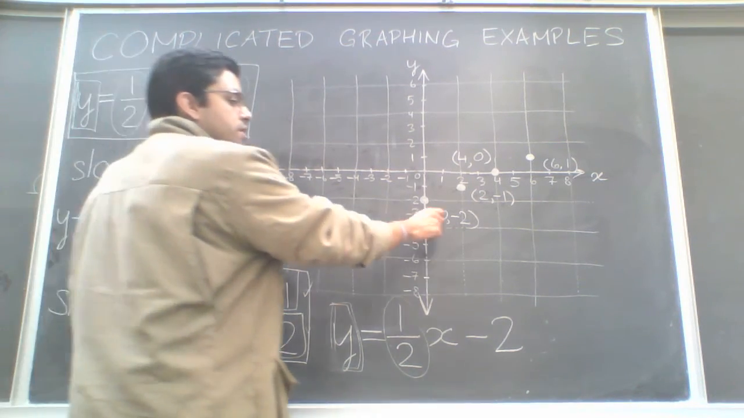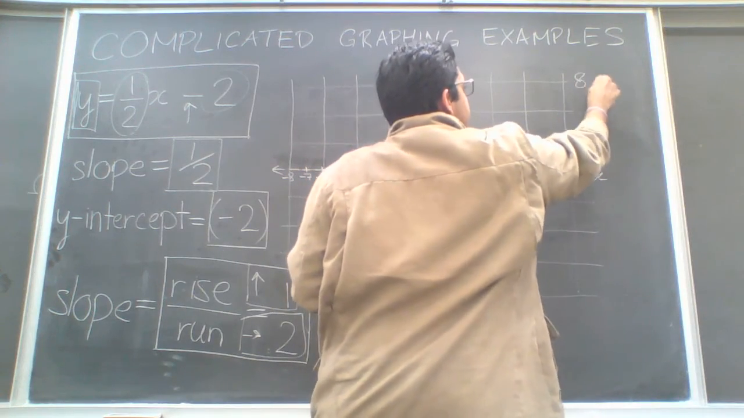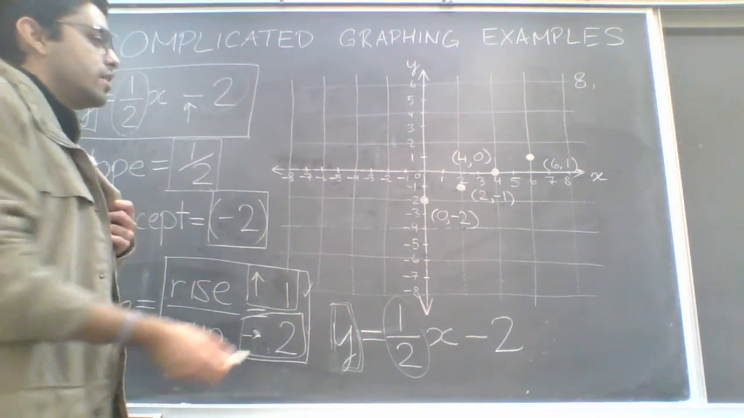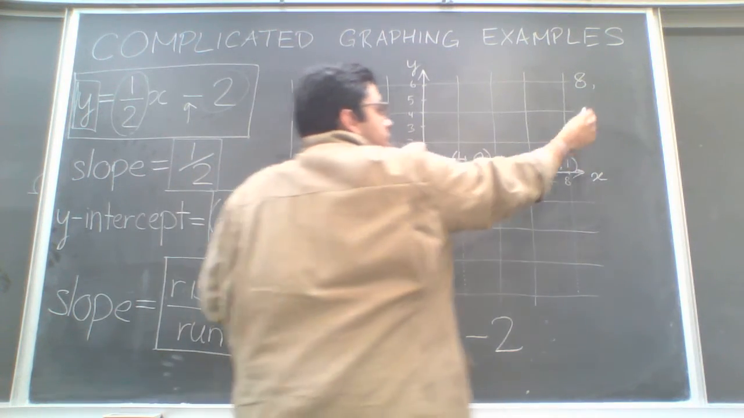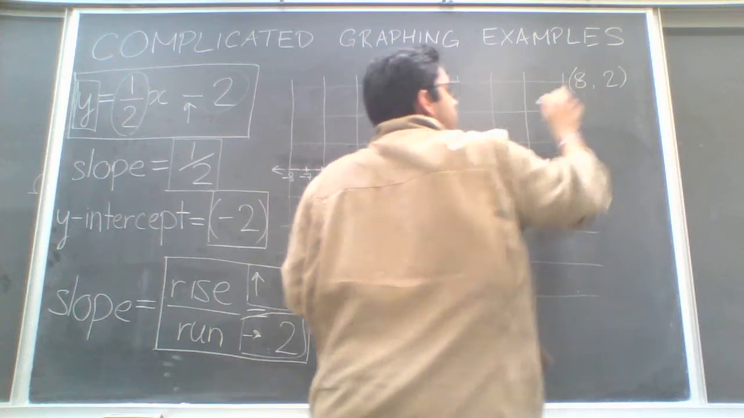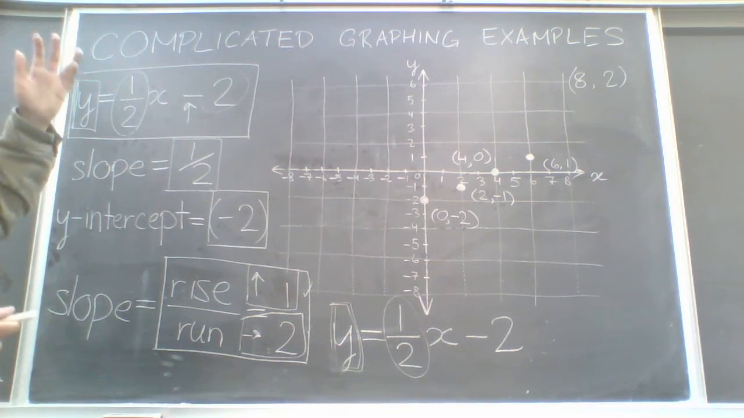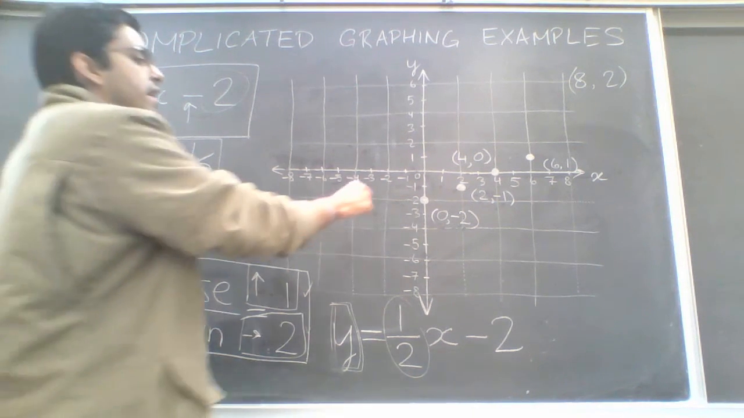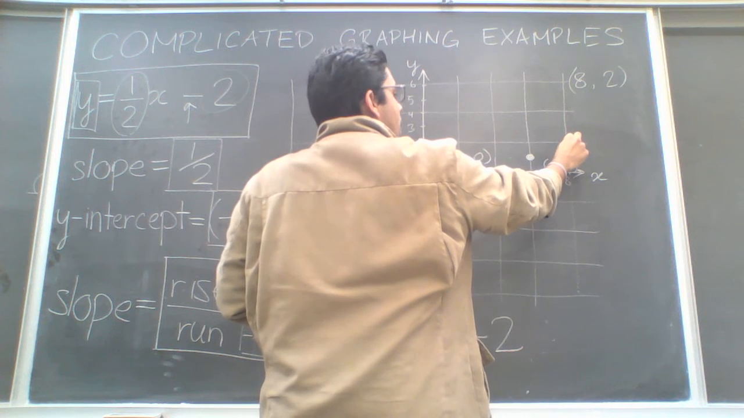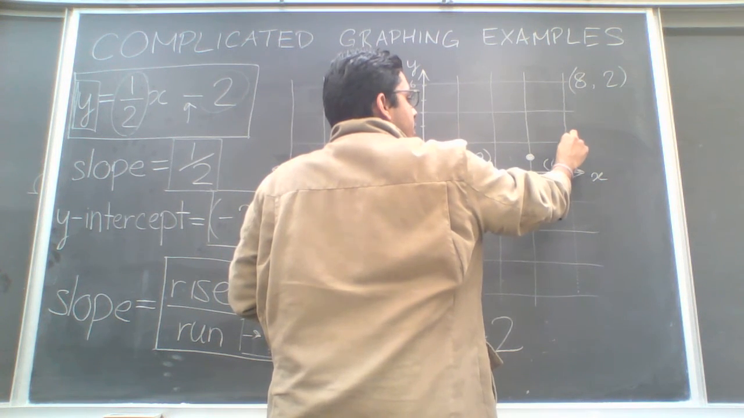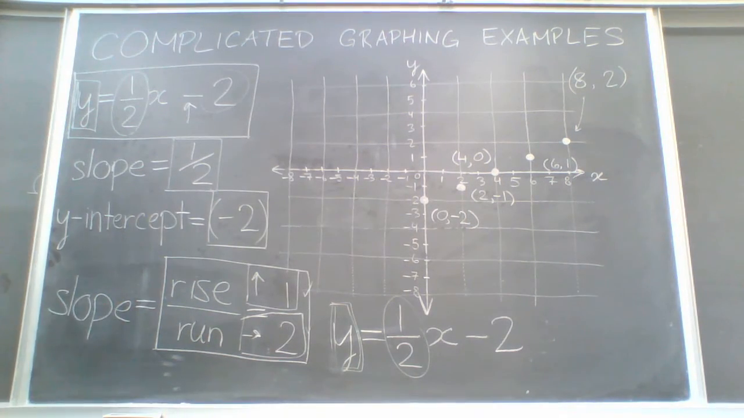The x values went 0, 2, 4, 6, so the next one should be 8, right? And the y values went -2, -1, 0, 1, so the next one should be 2. So I should be able to plot a point at 8, 2, and that should also be a point on this line. And if I do that, sure enough, we go to 8 on the x-axis, 2 on the y-axis, put a dot right there, and it looks to me like it fits right on that line as well.